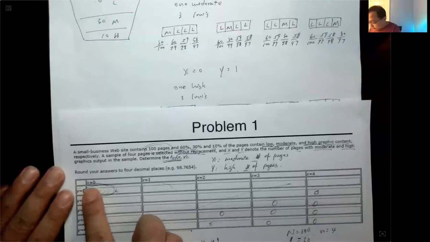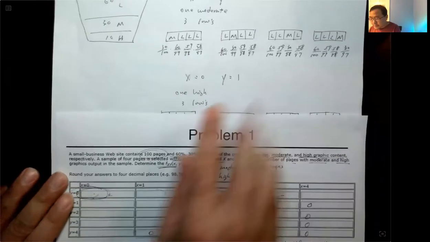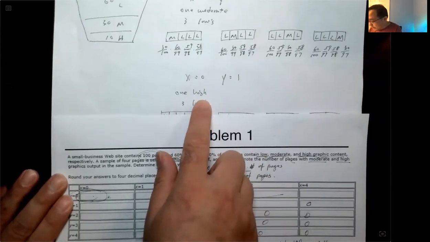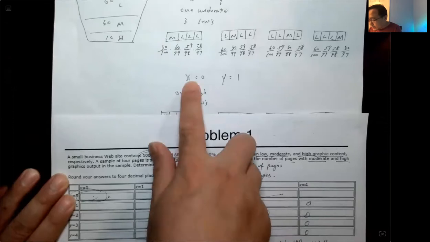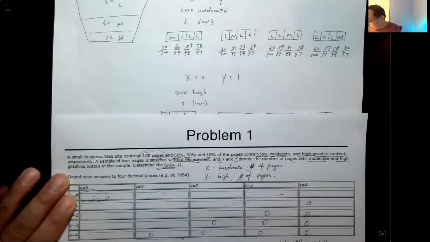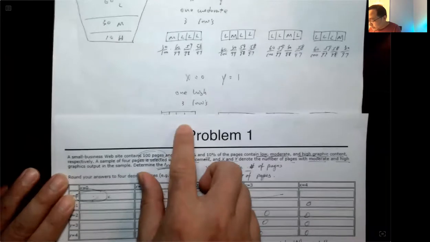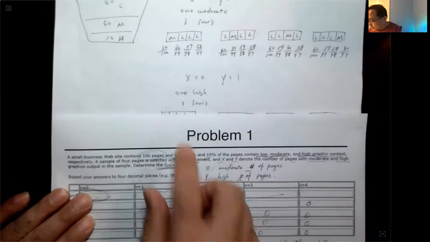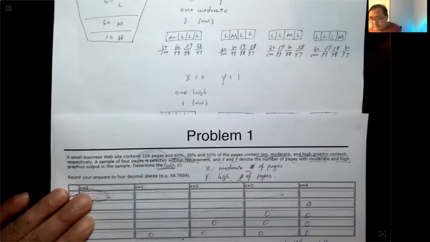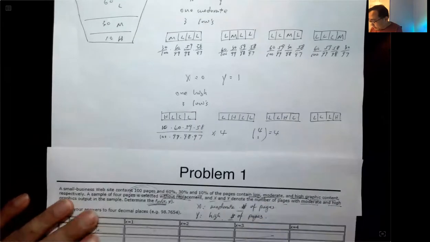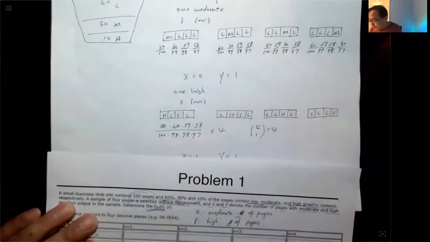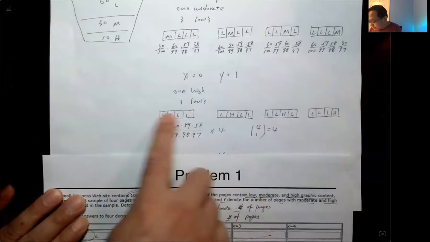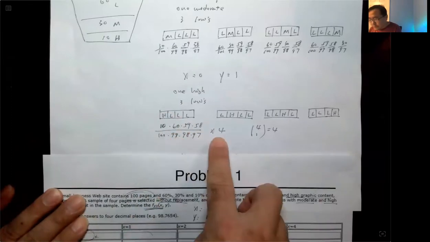X equal to 0 and y equal to 1. What does that mean? Y equal to 1 means there's one high graphic content, and x equal to 0, there's no moderate graphic content. So there will be one page with high graphic content and three pages with low graphic content, right? Again, you can list all the combinations here, and do the same calculation, and you just need to calculate these probability ones and times four, okay?